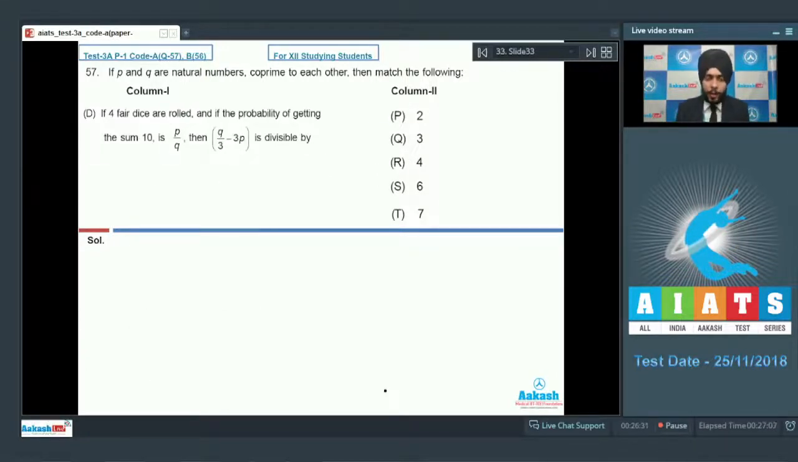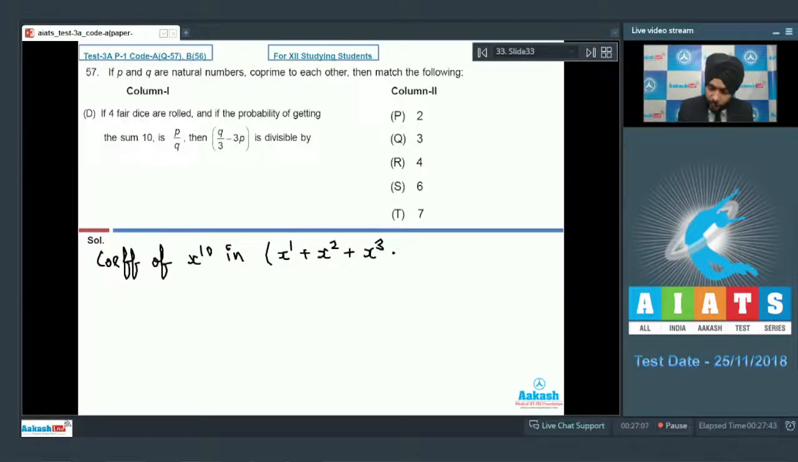D part says that if 4 dice are rolled, if the probability of getting the sum equal to 10 is P by Q, then Q upon 3 minus 3P is divisible by. Now students, this is a direct application of multinomial expansion. 4 dice are rolled, the probability of getting sum 10 is directly equal to the coefficient of x raised to 10 in the expansion of x raised to 1 plus x raised to 2 plus x raised to 3 plus x raised to 4 plus x raised to 5 plus x raised to 6. 1, 2, 3, 4, 5, 6 are the 6 possible outcomes. How many dice are rolled? 4. So raised to the power 4. So coefficient of x raised to power 10 in.